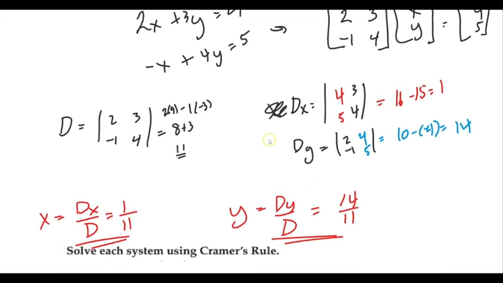It works the same for 3 by 3 and 4 by 4. You just do the same thing. You find a determinant, and then for each variable, you just switch that column with the answer column. Then you put that over the determinant, and you're good. There's Cramer's rule. That's the lesson.